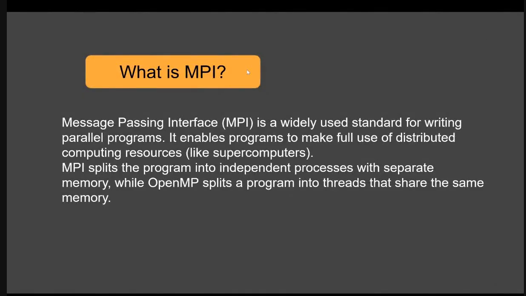So what exactly is MPI? MPI, or Message Passing Interface, is a widely used standard for writing parallel programs. But what makes it different from OpenMP that we recently studied? Well, MPI has the capability to connect multiple nodes together. So it was specially designed for that purpose.